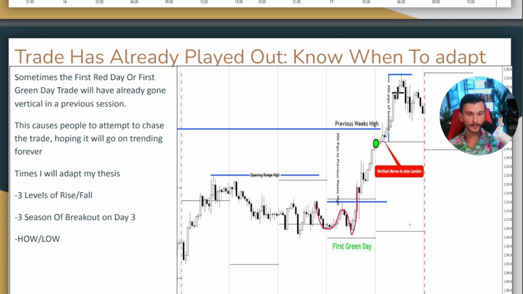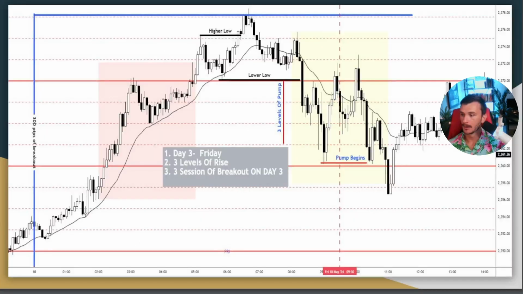So this is a good opportunity to just say, hey, the trade already happened in Asia and London. They've started to break back down. No reason for me to just try and buy down here or sell up here or whatever. That's not the setup that I'm looking for anymore. And in reality, you can start to adapt your thesis based off of what day of the week it is and what has happened on that day.